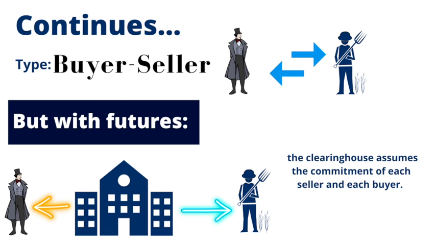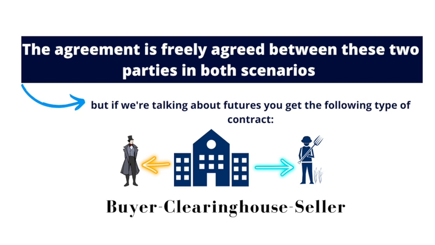The contract type would look like this. You have a buyer and a seller. In the case of the futures, the clearinghouse assumes the commitment of each seller and each buyer. Legally, although the agreement is freely agreed between these two parties, if the transaction has been carried out within the framework of the futures market, a contract of the following type is generated. You have a buyer, the clearinghouse, and a seller.